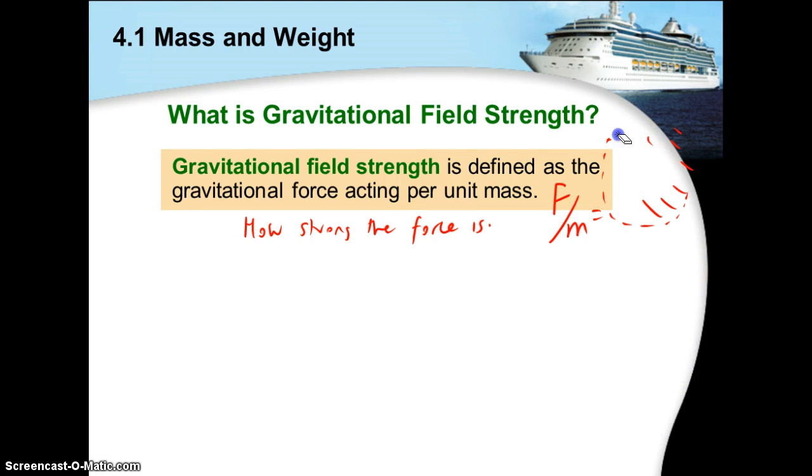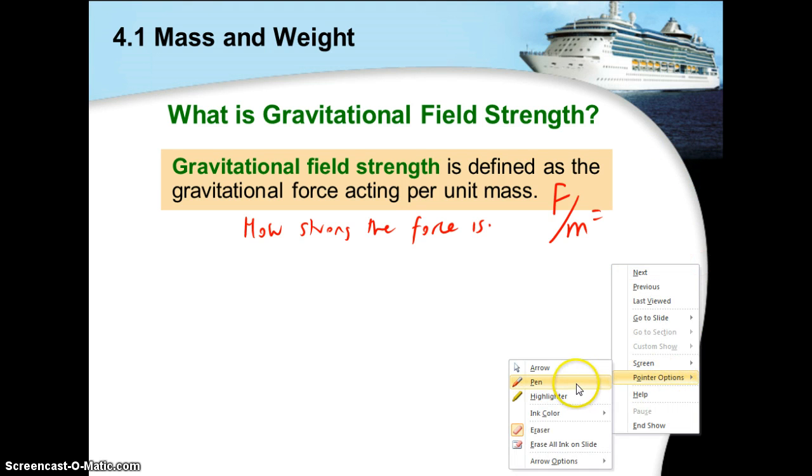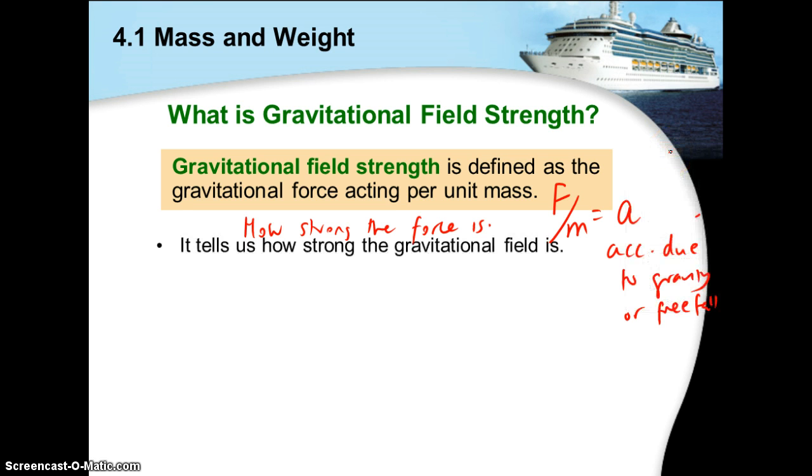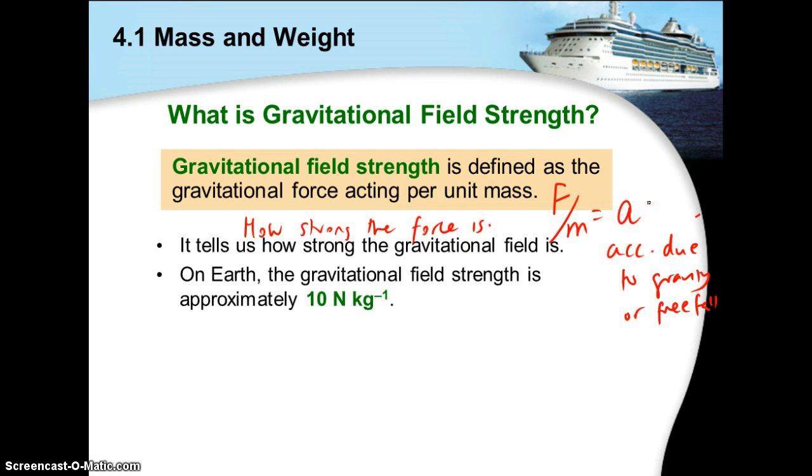Take maybe 10 seconds to recall what is F over m as we have done in chapter 3. Alright, I hope you have the answer now. It is A, and A is also called the acceleration due to gravity or free fall. Moving on. It tells us how strong the field or the force is. On Earth, the gravitational field strength is about 10. That means A is about 10.